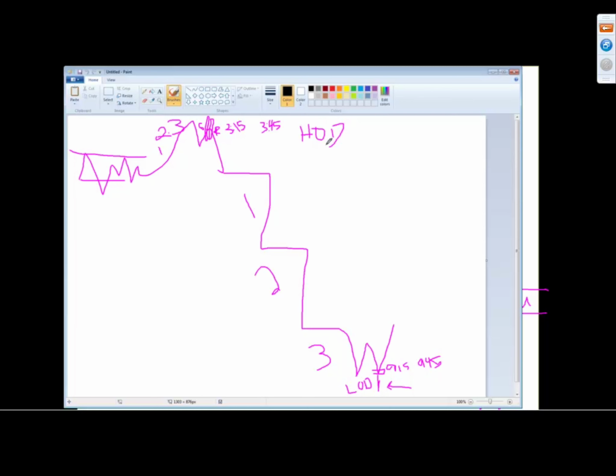The 3 levels that are in the chart prey upon you to chase the wrong directional move. They put the brakes on at the bottom. When you sell into the worst possible point, they put the brakes on and jam everybody up right in here.